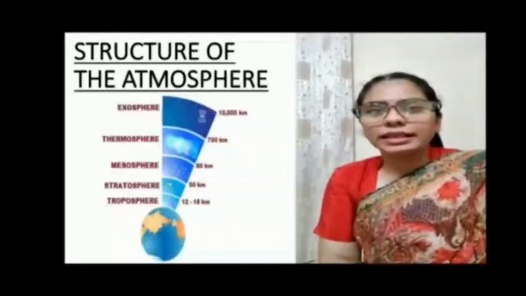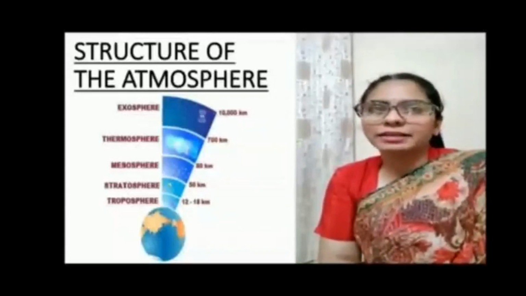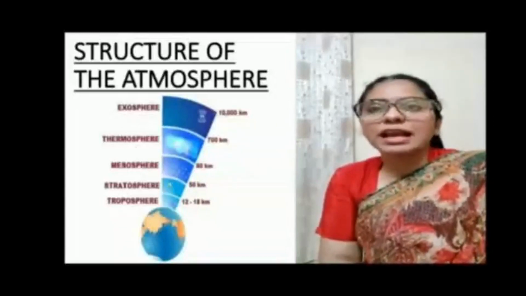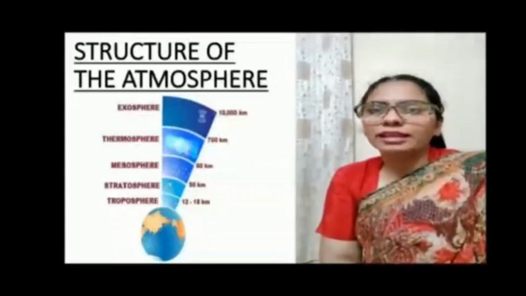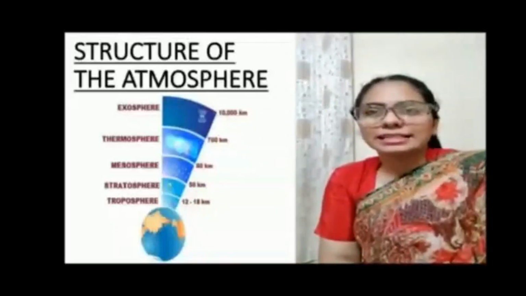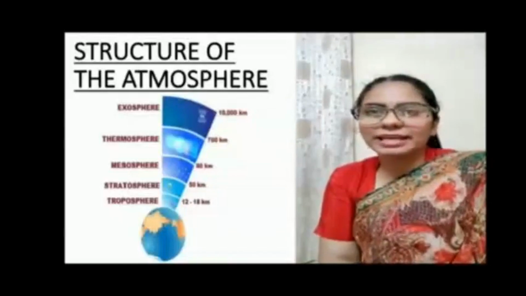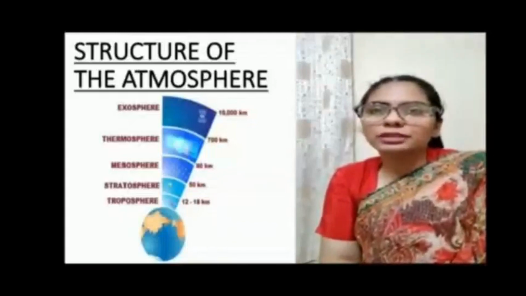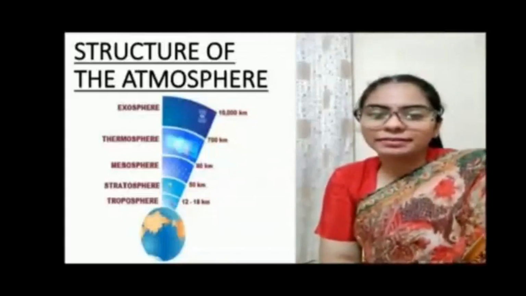Now we'll study about the last layer of the atmosphere, that is exosphere. The uppermost layer of the atmosphere is known as exosphere. This layer has very thin air. Light gases like helium and hydrogen float into the space from here.